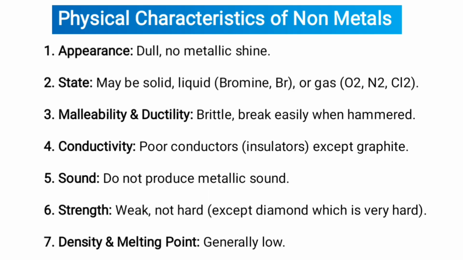And the fourth one is conductivity. Non-metals are poor conductors, or insulators, except graphite. And the fifth one is sound: they do not produce metallic sound. And the sixth one is strength, meaning weak, not hard, except diamond, which is very hard. And the seventh one is density and melting points, which are generally low.